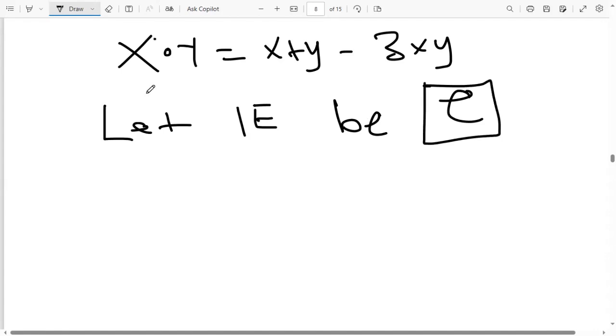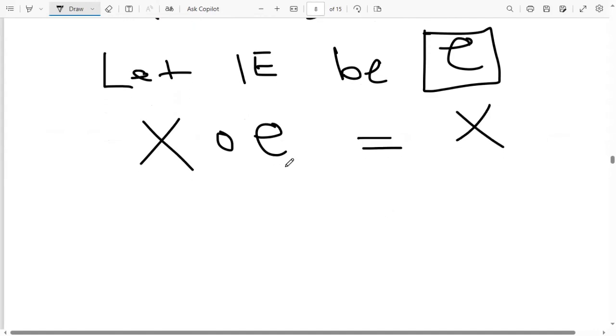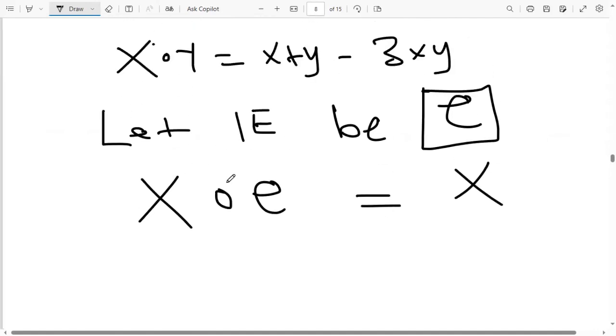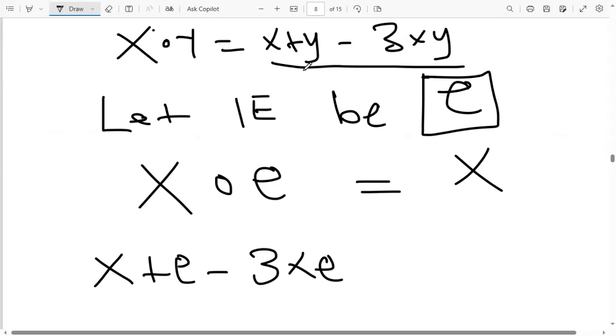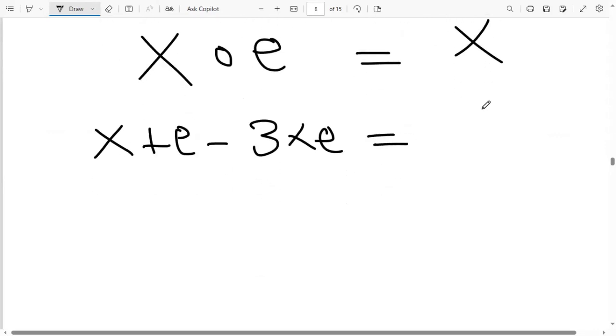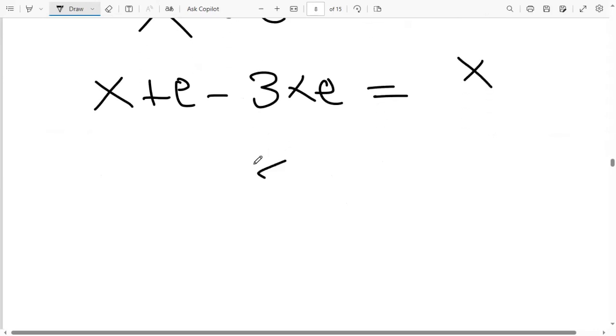Let me start with my x. If I take my x and apply it with an identity element, my answer should be the same x. We know that x 0 e means x plus e minus 3xe, from this definition. We are just replacing wherever there's y with e. And this should equal x. Put the like terms together.